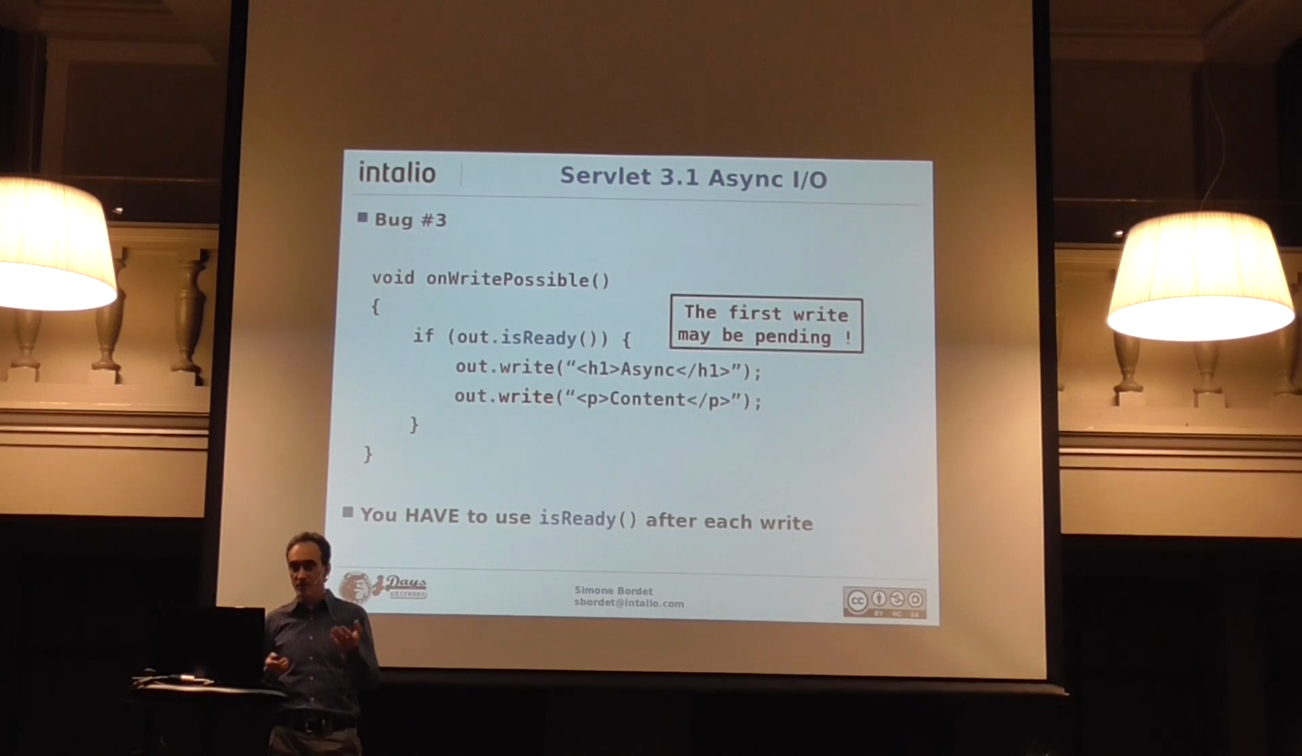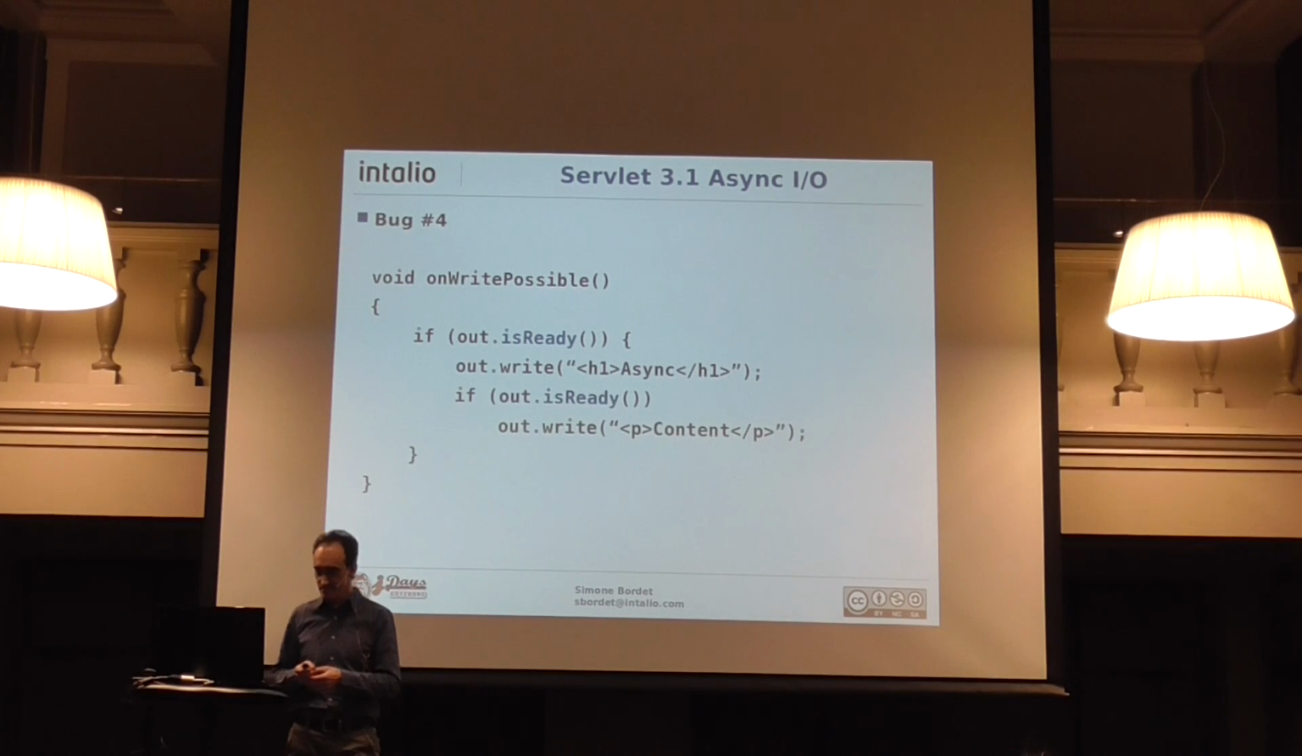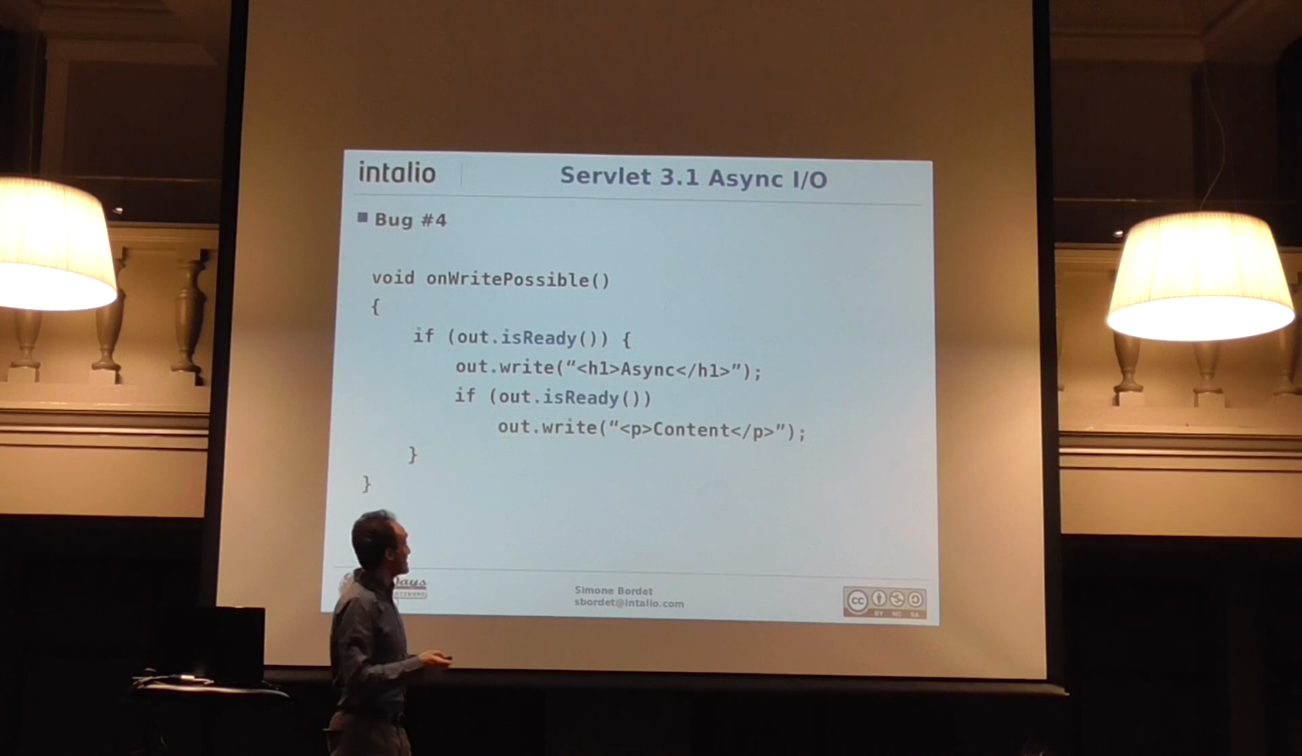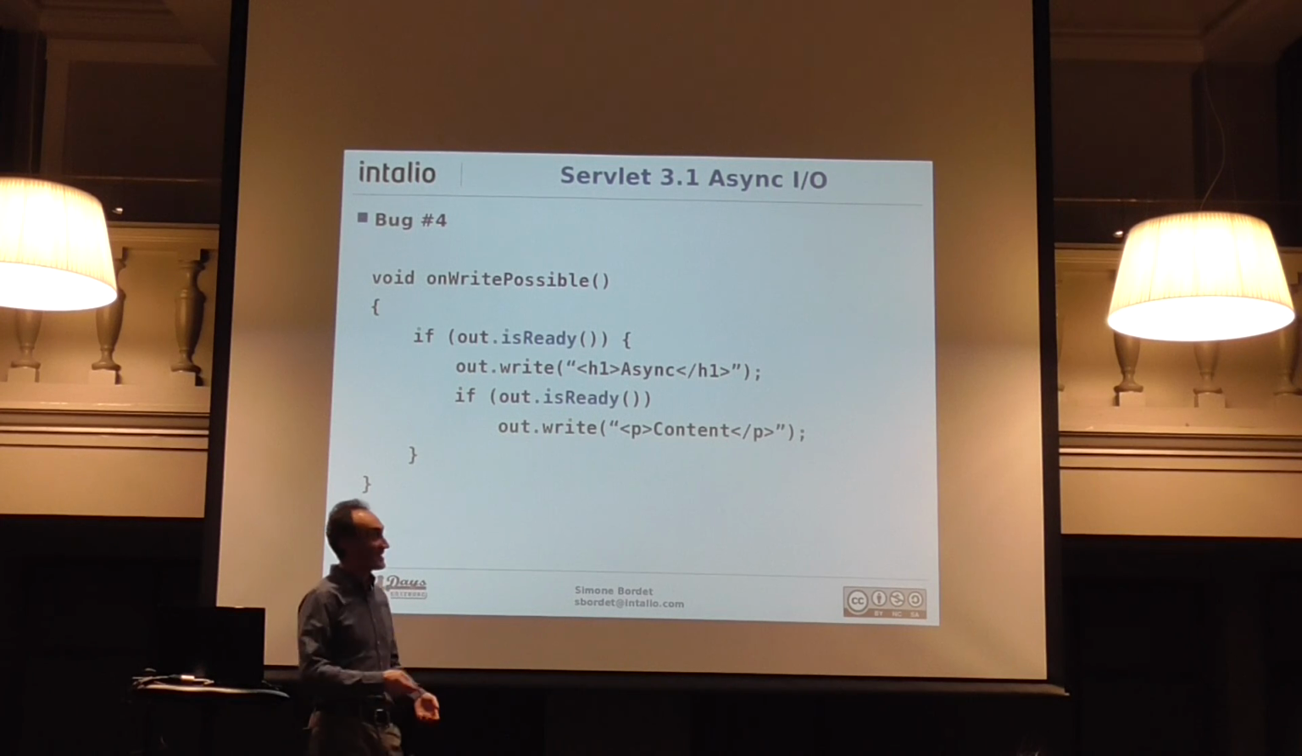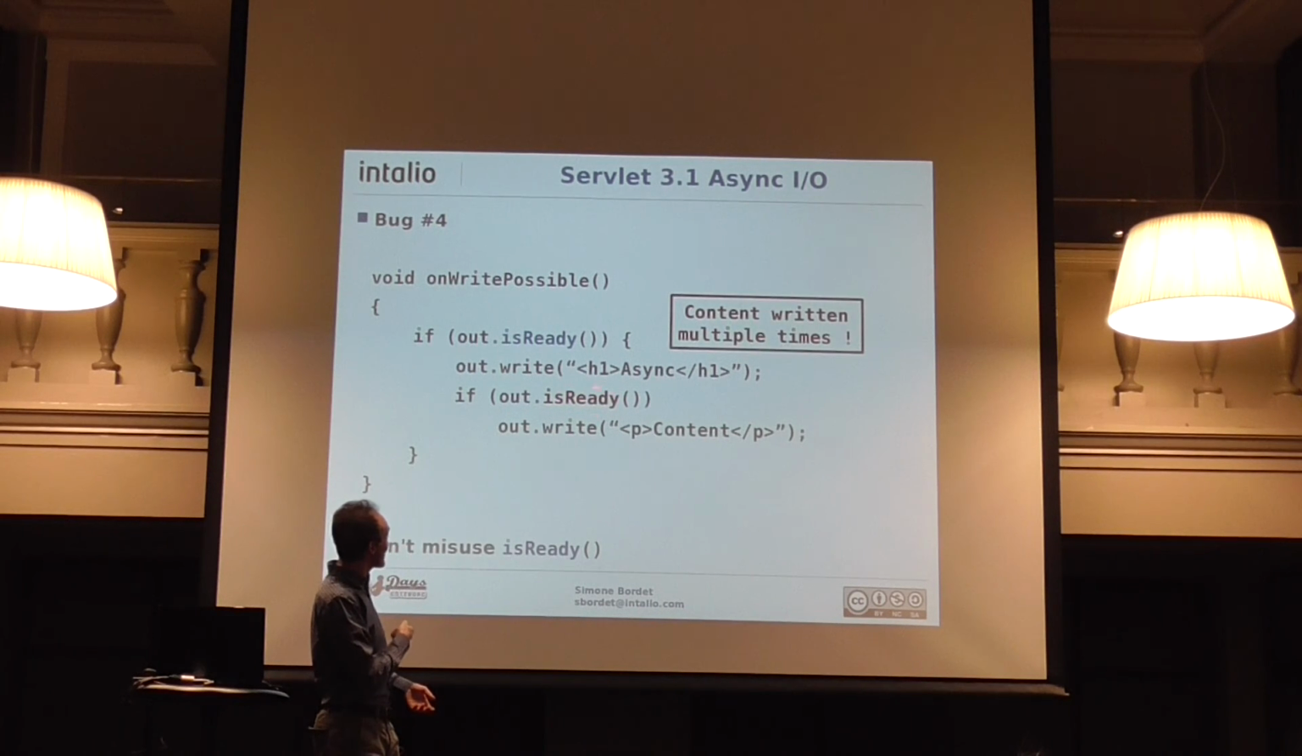So you gotta call isReady after every write. All right, I got that. So onWritePossible, out isReady, write the first chunk, out isReady, write the second chunk. What's the problem now? That if the second one returns false, then onWritePossible is called again, and you write the first chunk again, right? So it's not that easy to use it.